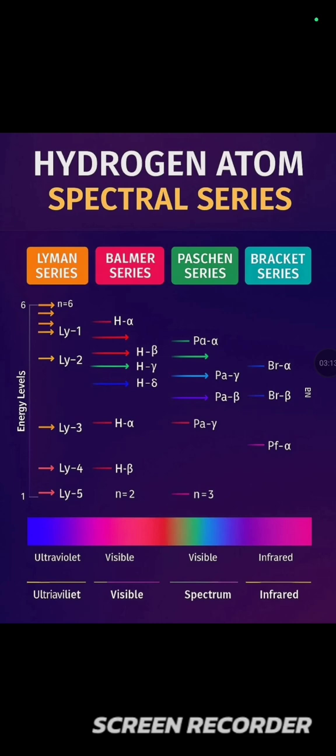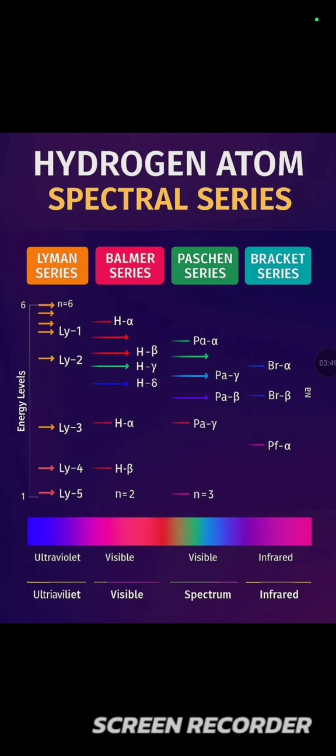Then we have the Brackett series, where the electron falls to n1 equals 4. This is also in the infrared region, but the wavelength is a little higher than the Paschen series. Finally, you have the Pfund series, where the electron falls to n1 equals 5. So these are the five different series available as part of the hydrogen spectral lines: Lyman, Balmer, Paschen, Brackett, and Pfund.